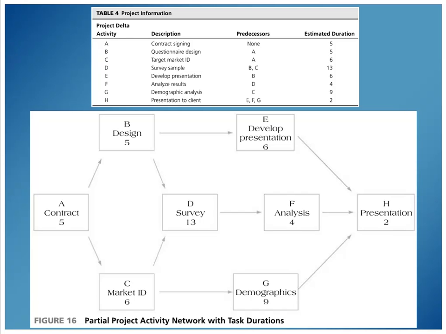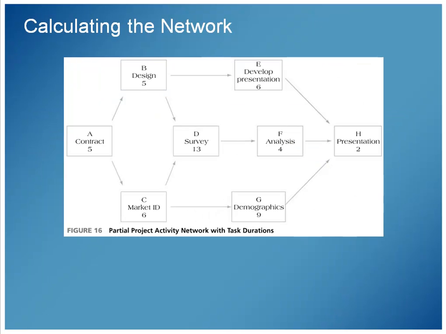I can see, for example, that A doesn't have any precedence, so that's my first one. B has A as a precedence, but so does C. And in my diagram, both B and C have A as a precedence. B and C are the precedents for D, so both B and C join for D, and so on. So I can just draw this out, and associated with each one of these nodes is the estimated duration. 5 for A, 5 for B, 6 for C, 13 for D, and so on. Okay, great. So what are we going to do with this?